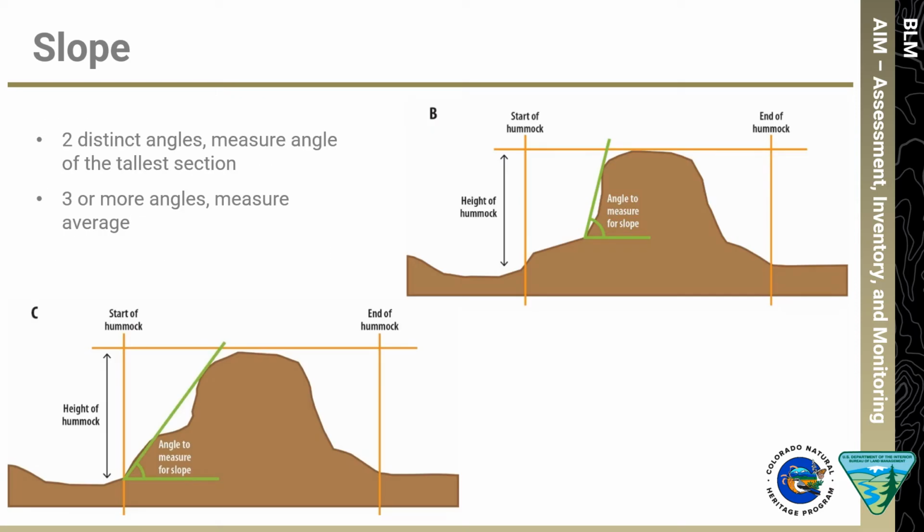If there are two distinct angles on the leading edge of the hummock, such as in the top photo, measure the angle from the most dominant face. If there are 3 or more angles, such as in the bottom photo, measure the average angle by laying the straight edge of a ruler where it is most representative of the overall angle.